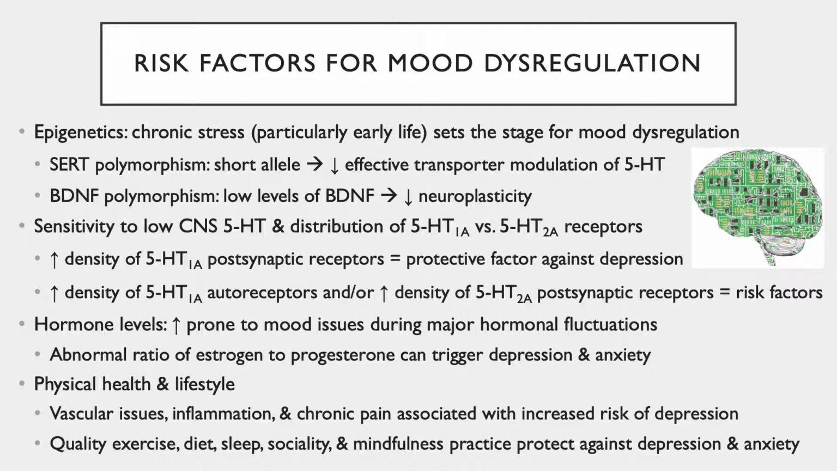Another factor that can increase or decrease an individual's susceptibility to mood dysregulation is their sensitivity to low serotonin activity in the central nervous system, as well as the distribution of serotonin 1A versus 2A receptors. There are at least 14 different serotonin receptors, all of which are metabotropic, except serotonin 3. Serotonin activity and the distribution of receptors is strongly linked to an individual's vulnerability towards depression as well as anxiety.